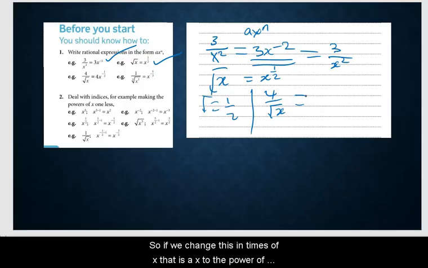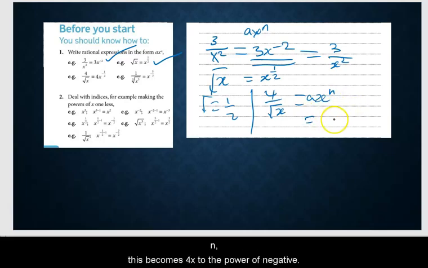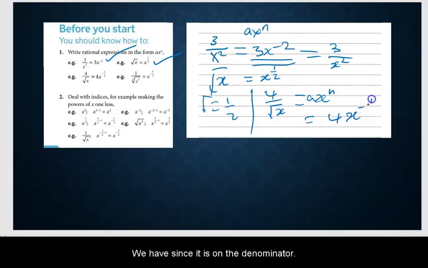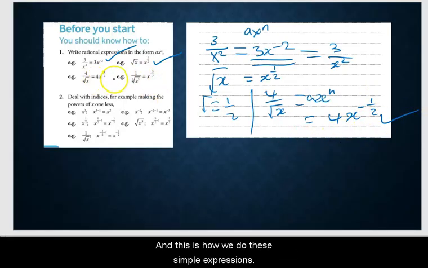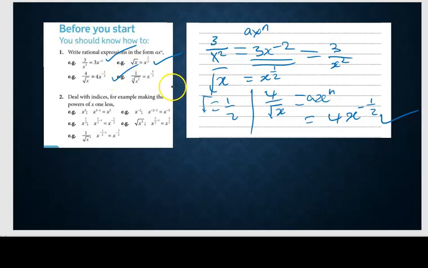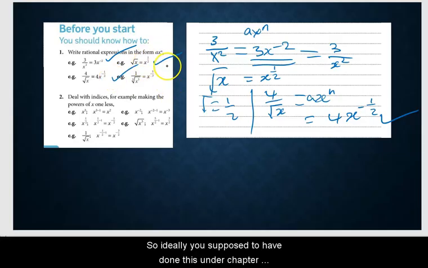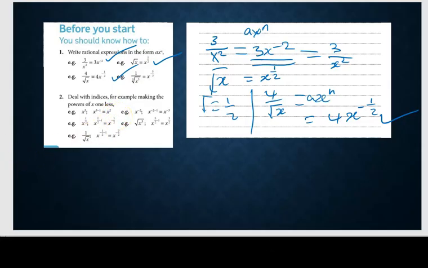So if we change this in terms of x, that is ax to the power of n, this becomes 4x to the power of -1/2, since it is on the denominator. And this is how we do these simple expressions. So ideally, you're supposed to have done this under chapter 7, so that you are able to now apply this concept in differentiation.